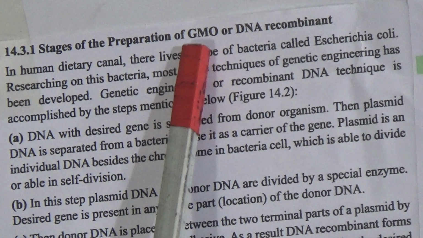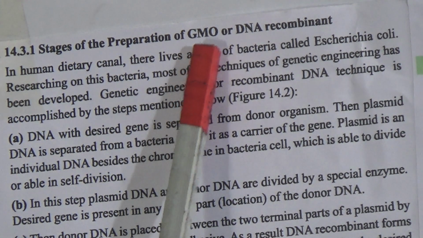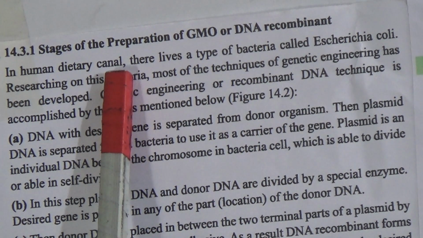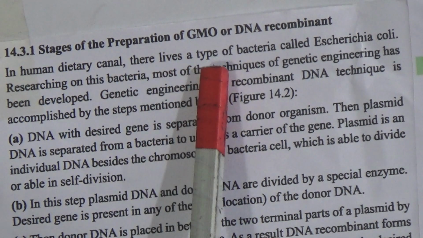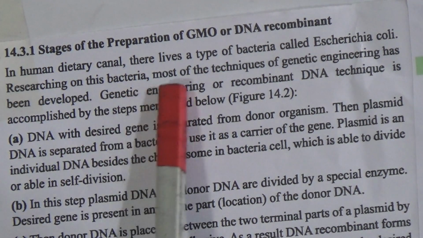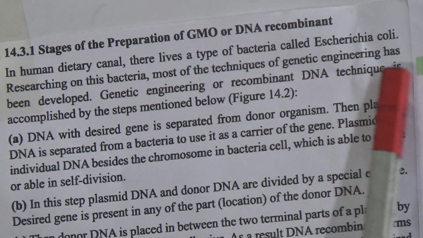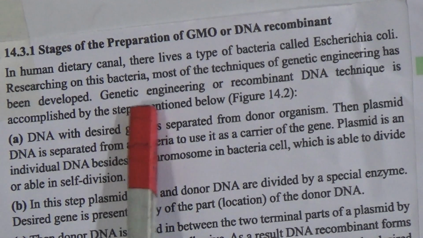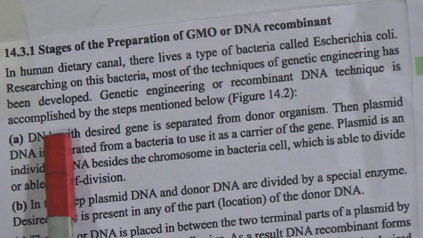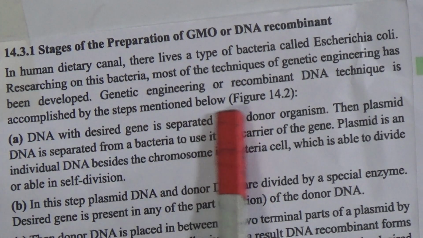What is GMO? GMO is genetically modified organism. In the human dietary canal there lives a type of bacteria that is known as E. coli. Researching on this bacteria, most of the techniques of genetic engineering have been developed. Genetic engineering or recombinant DNA technique is accomplished by the steps mentioned below.